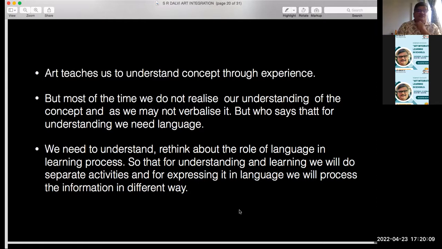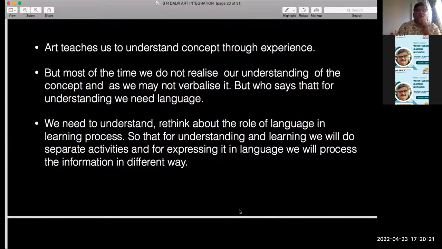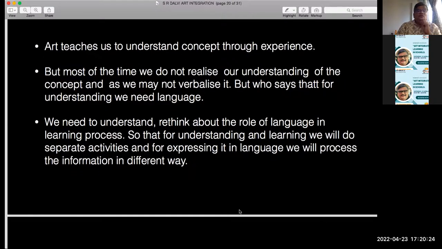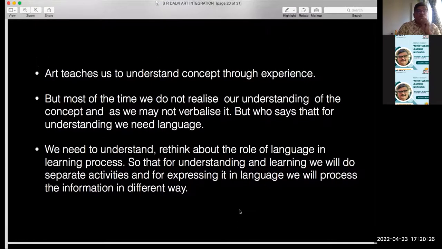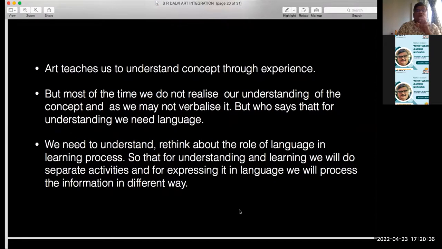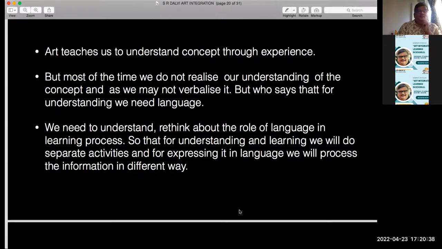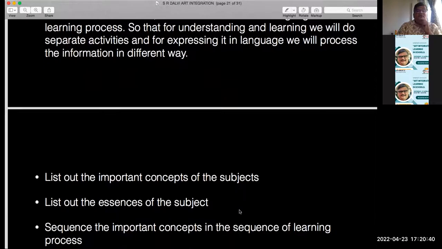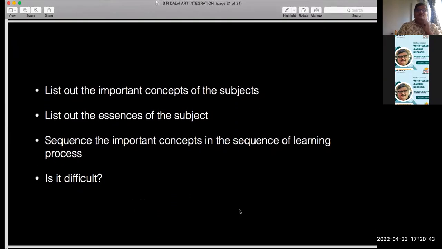It is the same. It is not that when we understand addition, it means I understand the definition of what is addition. No. And that is why we need to rethink the role of language in the learning process. We also need to rethink what art is for us, because then we will be able to do something phenomenal.